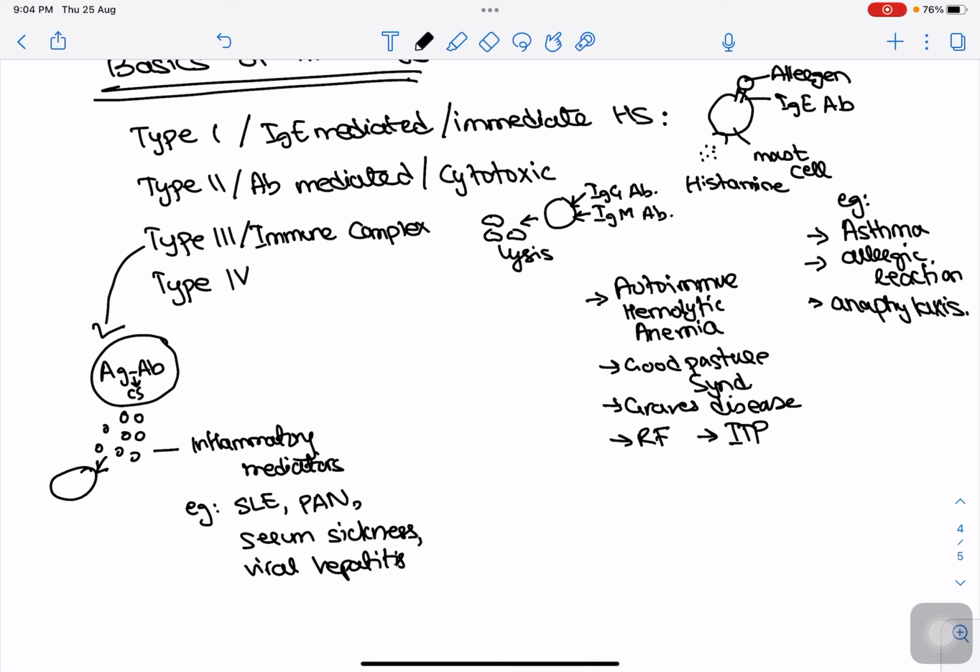And last is the post streptococcal glomerulonephritis. So these are the examples for type 3 immune complex hypersensitivity reaction.